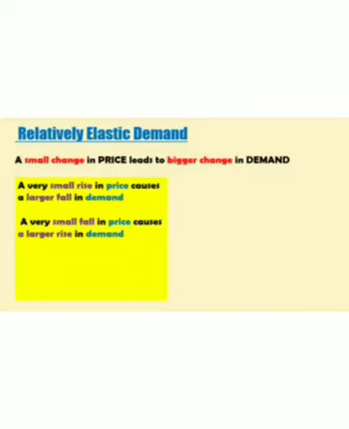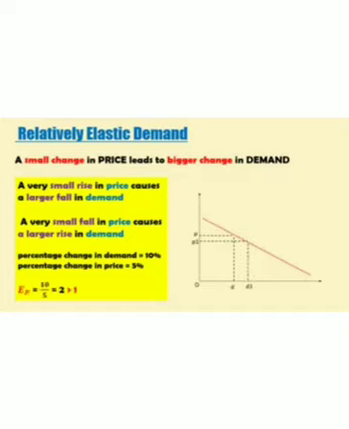Let us assume percentage change in price is 5% and percentage change in demand is 10%. Hence, EP is greater than 1 and demand curve is flatter. In this diagram, we can see that change in demand D1 is much more than change in price P1.